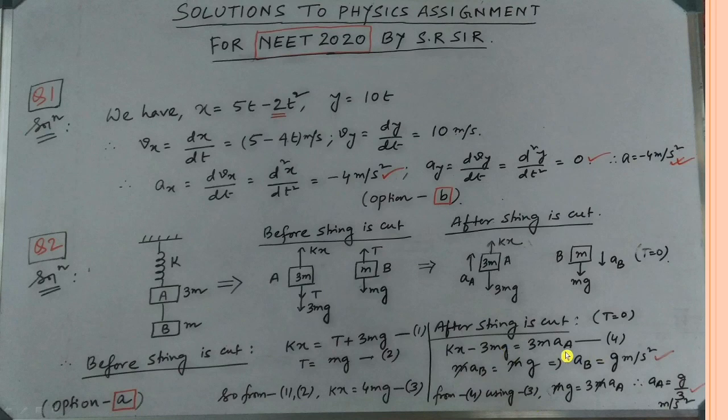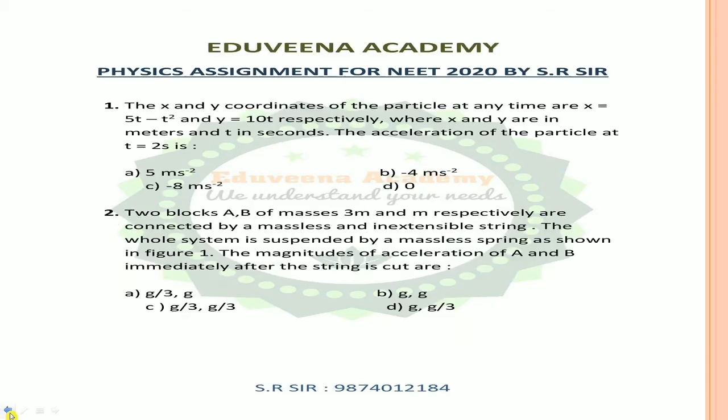we will get mg equal to 3m aA. So the acceleration aA is equal to g by 3 meter per second square. So you have got aB equal to g and aA equal to g by 3. So the correct option is option A, g by 3 and g. Clear?